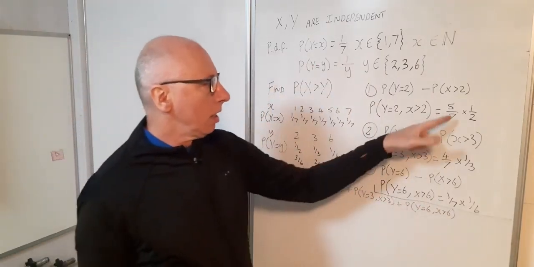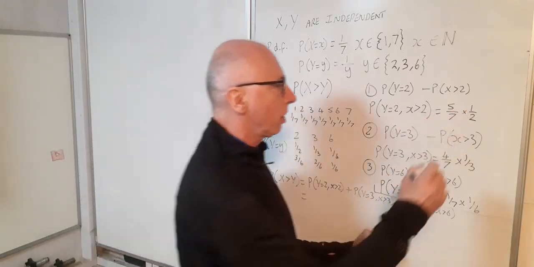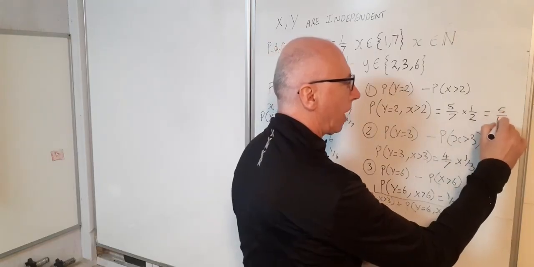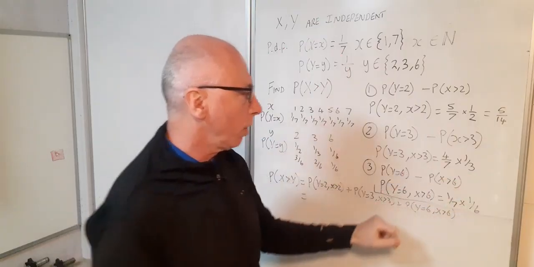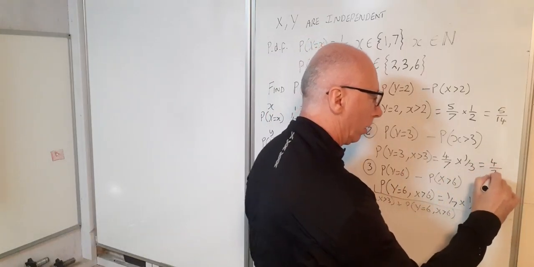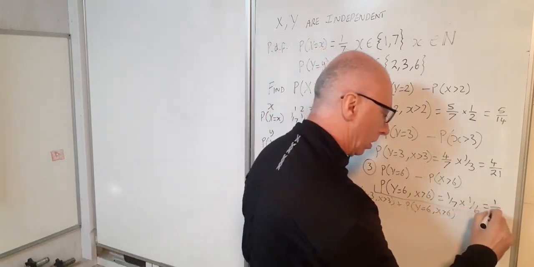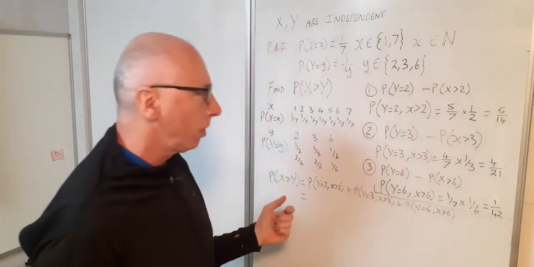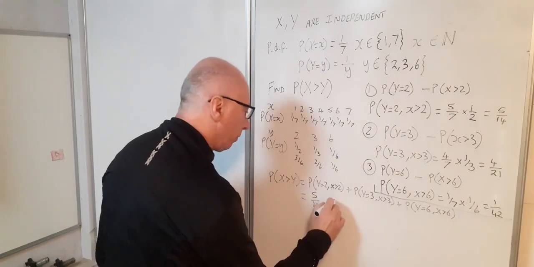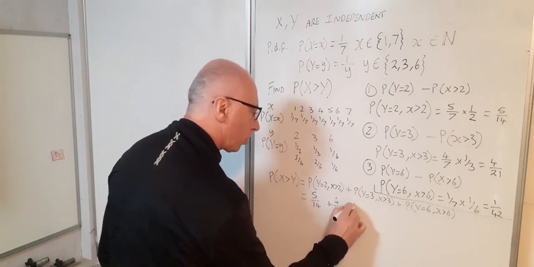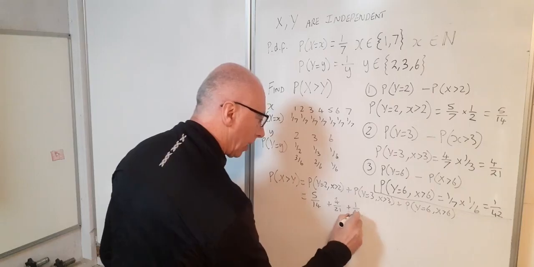So 5/7 times 1/2, that's going to give me 5 out of 14. This one here, 4 over 21. And this one here, 1 over 42. So now we need to add all of those up. So we need 5 over 14 plus 4 over 21 plus 1 over 42. Let's just write that a little bit clearer.